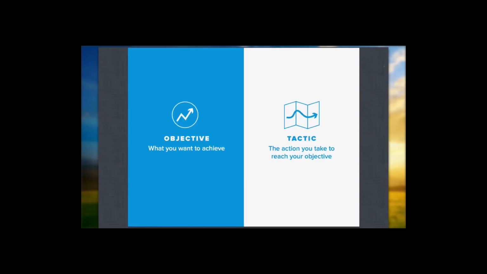What we're going to talk about, first of all, I'm going to get in slow, and then we're going to give you a lot of information, but these are the basics. It seems remedial, but I promise you it's not. We're going to talk about objectives: what do you want to achieve? And we're going to talk about tactics, the actions that you're going to take to achieve your objectives. It sounds really basic, but I promise you, follow along and it makes sense.